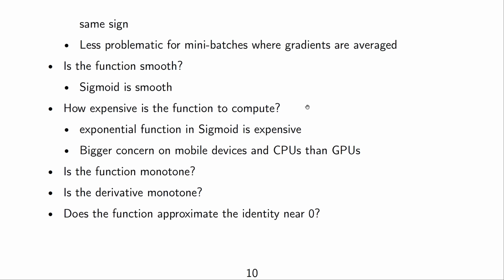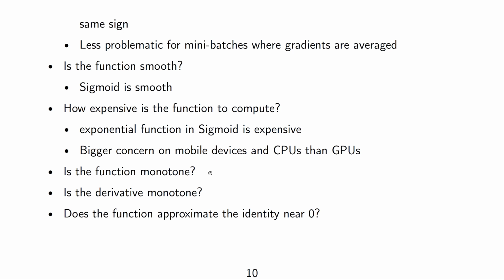In particular, one of the early papers, AlexNet, that really started all this excitement about deep learning, showed that by changing the activation function, it could achieve a 6 times speedup, which is very significant.